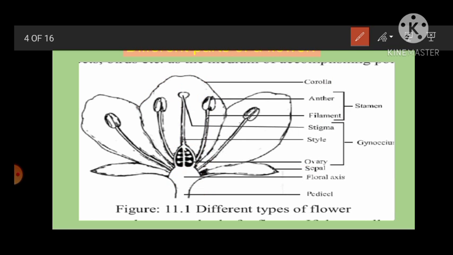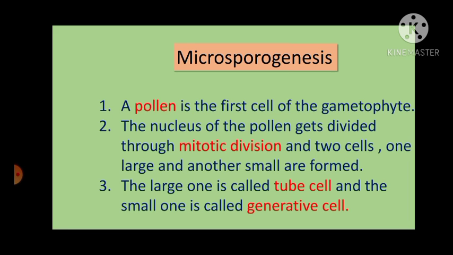Okay, now I am telling about microsporogenesis. That means origin of microsporogenesis. First one is a pollen is the first cell of the gametophyte. Pollen is the first cell. The name of first cell is pollen.